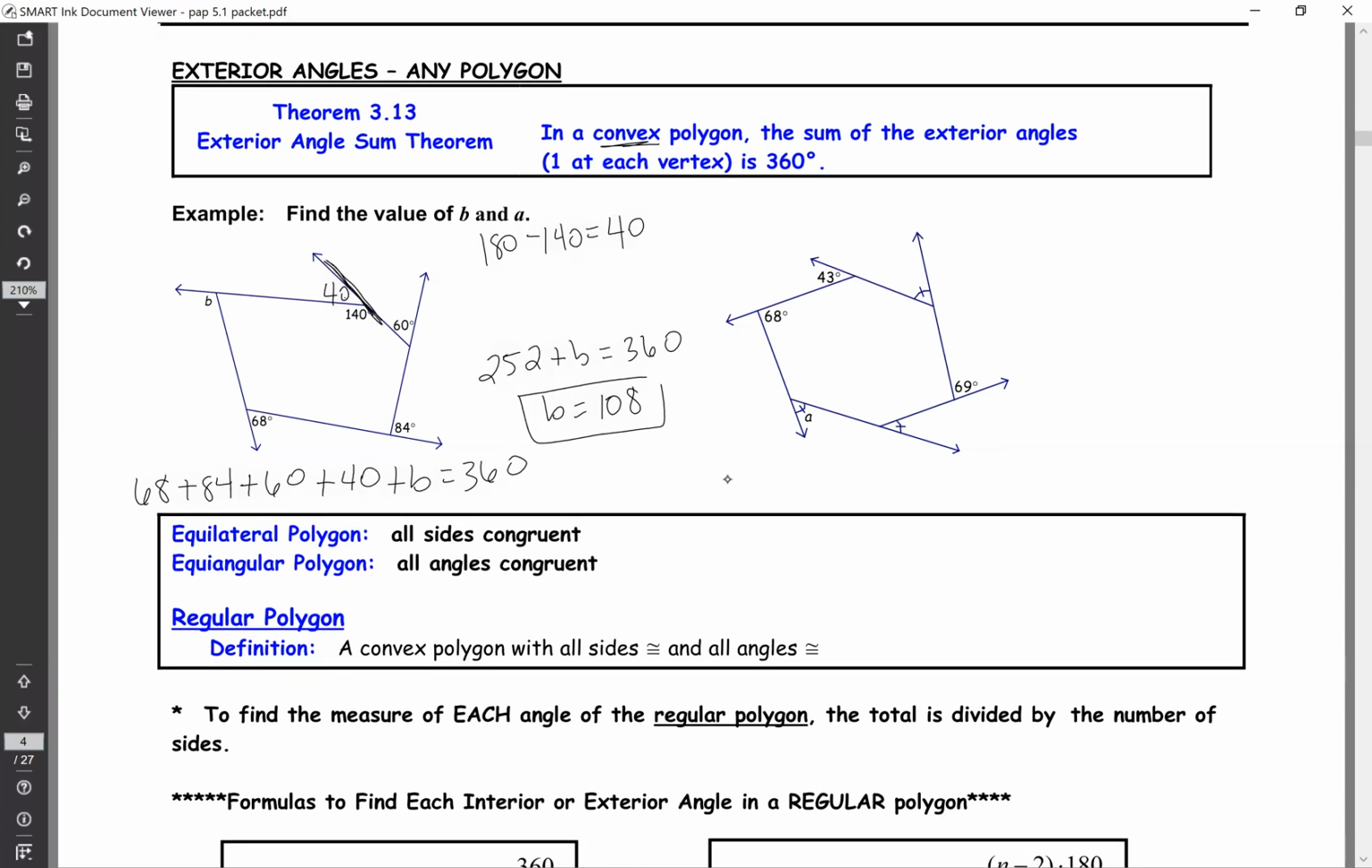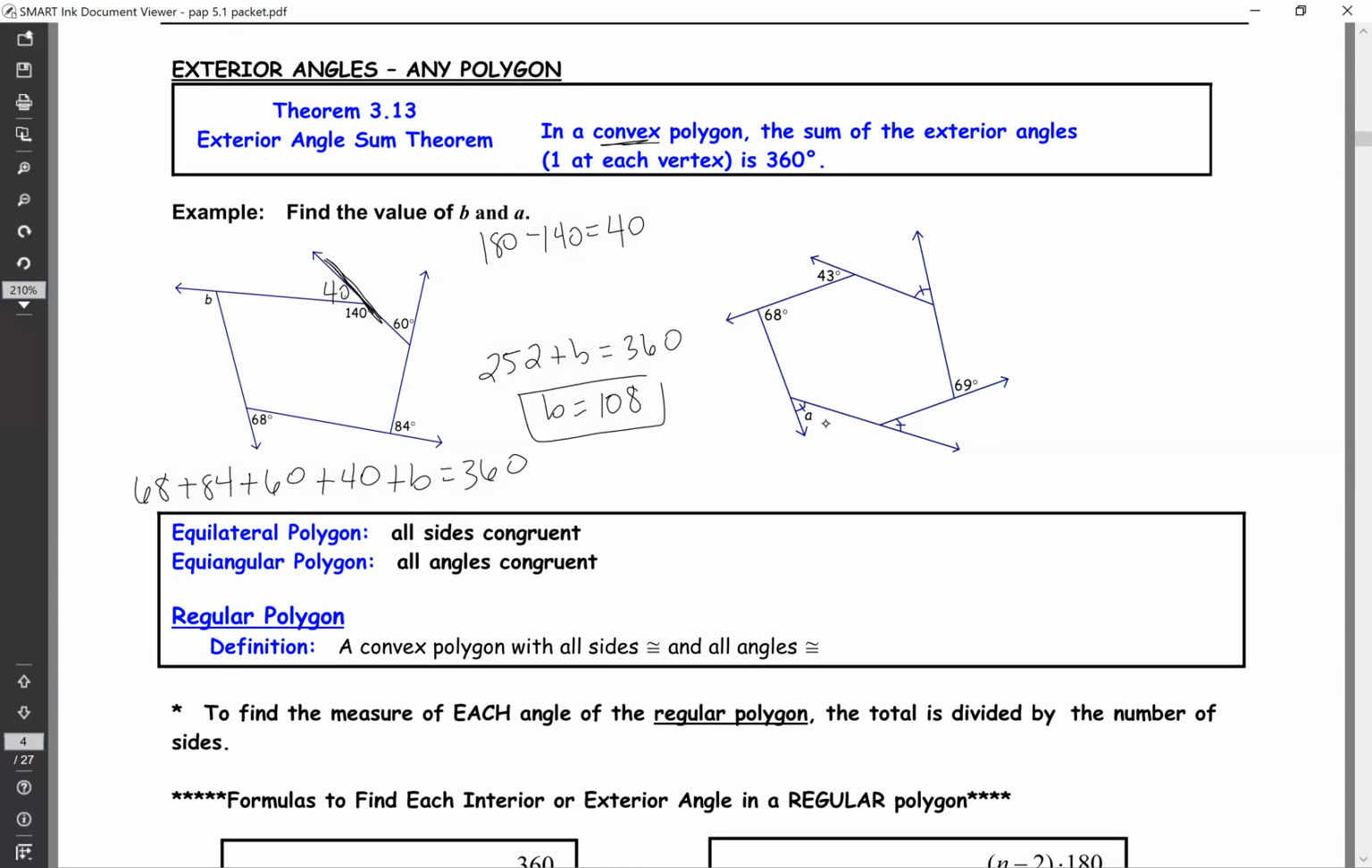Right, so the next one here then, they want us to find the measure of A, or the value of A. And we can see we've got these 3 angles that are marked the same. So that means that they are all A degrees, whatever that is. So now we're going to write up our equation. And again, these are all exterior angles here. So it's going to be equal to 360. But before we actually get started, we got to figure out this exterior angle right there. So we got to do 180 minus 68. Okay, and that will give us the exterior one there. And so it's 112.